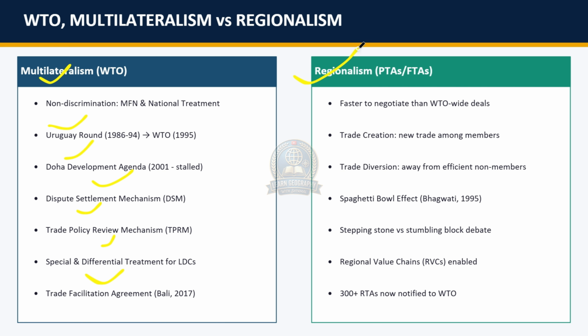Regionalization: PTAs and FTAs, faster to negotiate than WTO-wide deals. Trade creation, new trade among members; trade diversion away from efficient non-members. Spaghetti bowl effect, Bhagwati 1995. A stepping stone versus stumbling block debate, regional value chains, RVCs enabled. 300 plus RTAs now notified to WTO. Okay, this is the source of this concept, the spaghetti bowl effect, and this is the source.